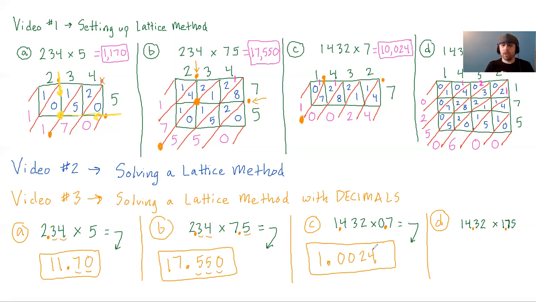All right, last one, 14.32. The decimal goes here, and 1.75, the decimal goes here. Once again, they go down and to the left, and they meet at a corner. If I look at these, they meet at this corner right here, and then they slide down that red line until they come out here. So the answer to this problem would have been 25.0600.